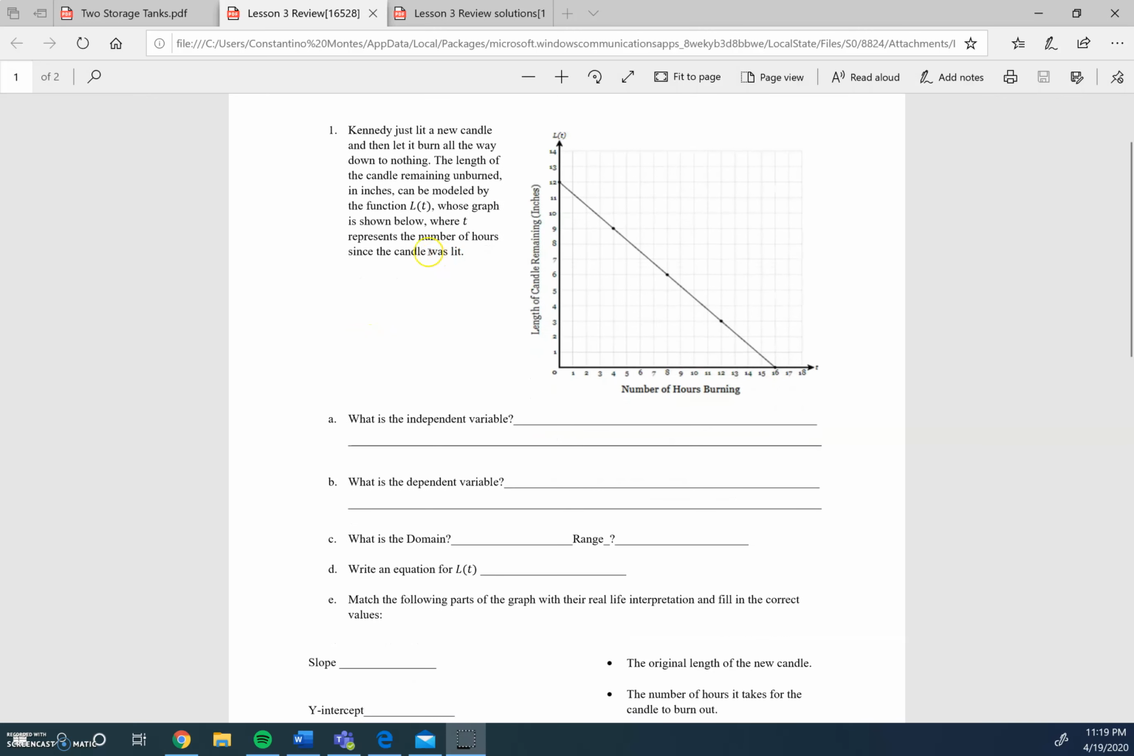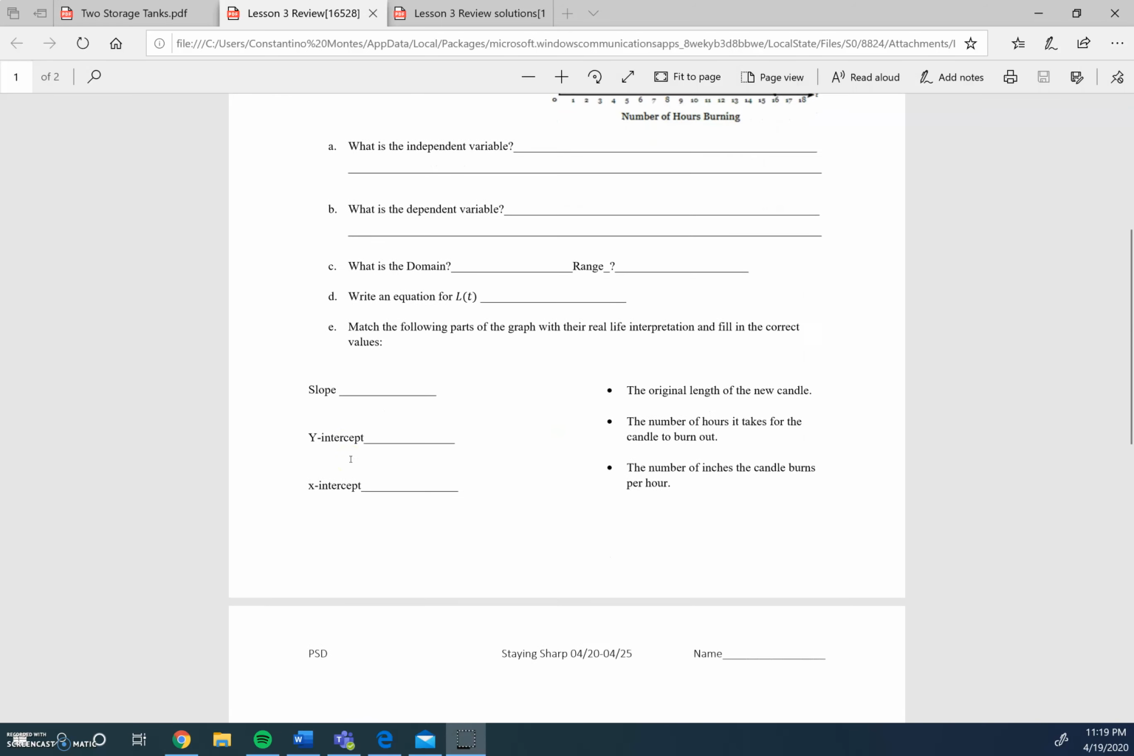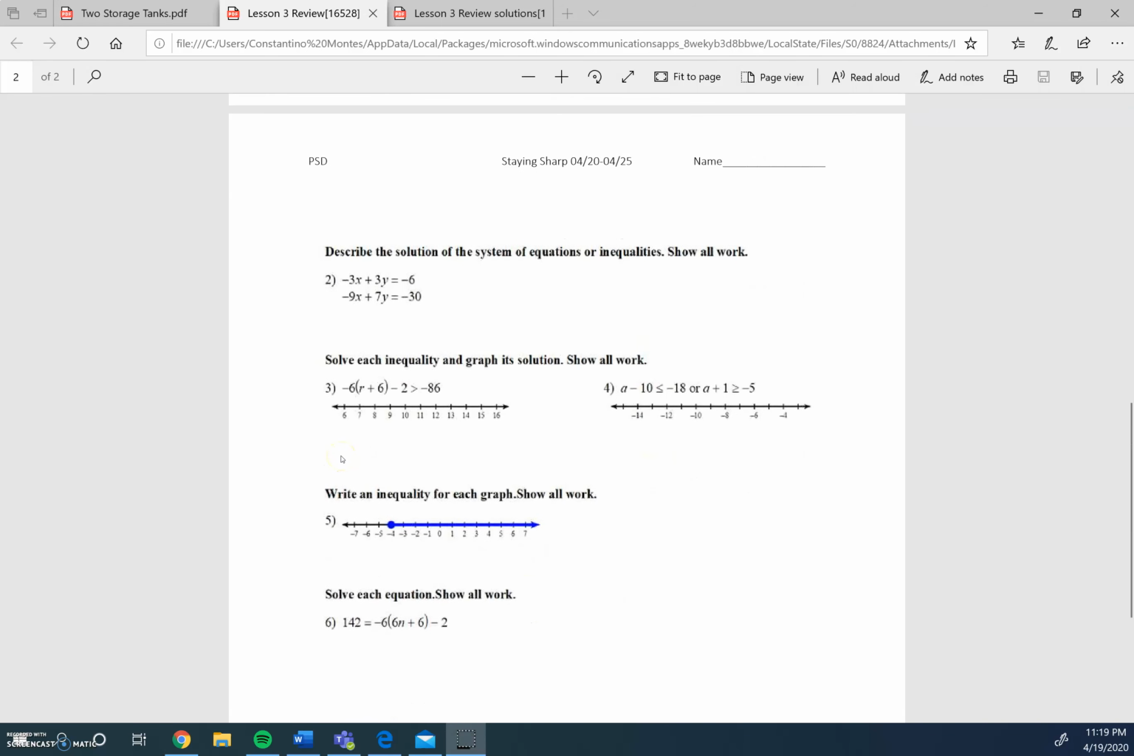So we got a graph here on the first part, just a couple of questions of things that we learned throughout the year, such as coming up with an equation, interpreting the slope, independent and dependent variables, and that type of stuff. We also have some regular old practice problems: solving some inequalities, looking at some systems, solving an equation, and so forth.